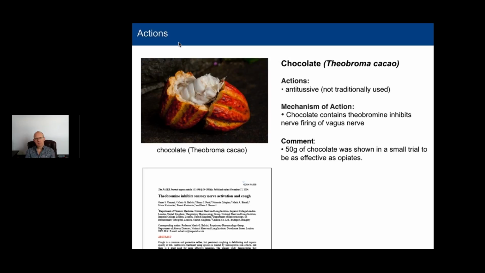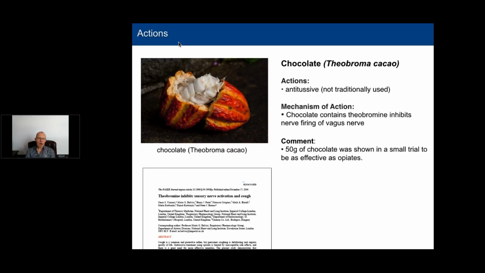Now finally, this is what I was going to tell you. Cacao or chocolate has not been used historically as a cough suppressant. But what's really neat is I saw a small journal research study done in 2004 that found that theobromine, a compound related to caffeine, was shown in a 50-gram chocolate bar to be as effective as opiates for suppressing the cough reflex. And what I like about this is 90% chocolate is not only safe, without side effects, but it tastes good and has other health benefits.